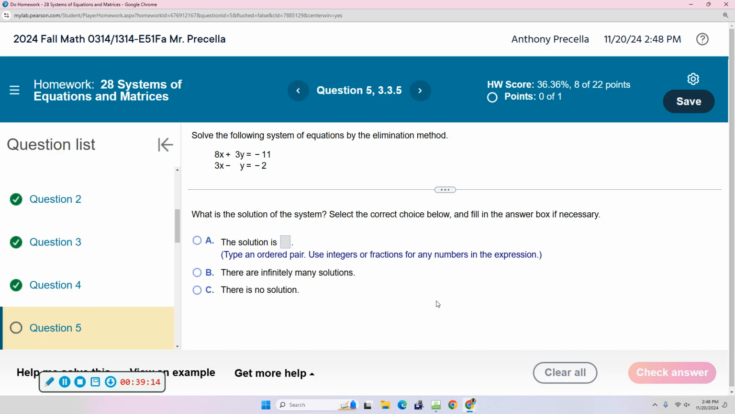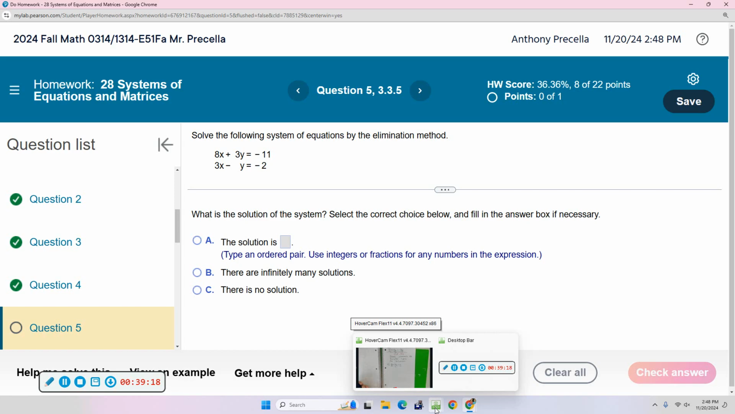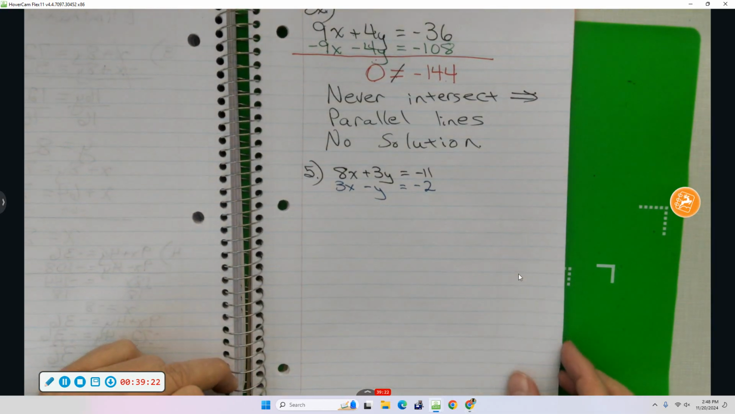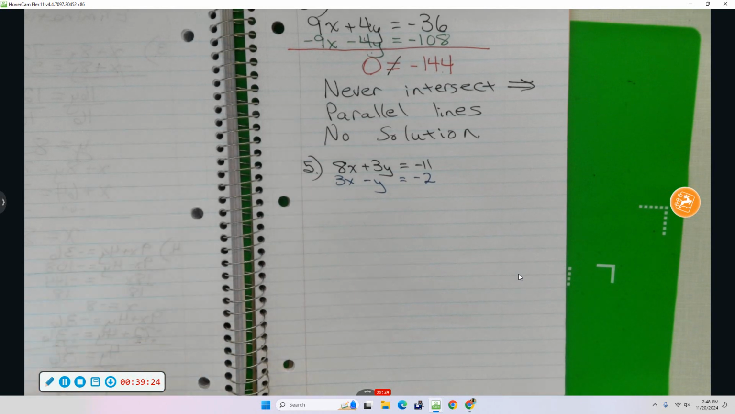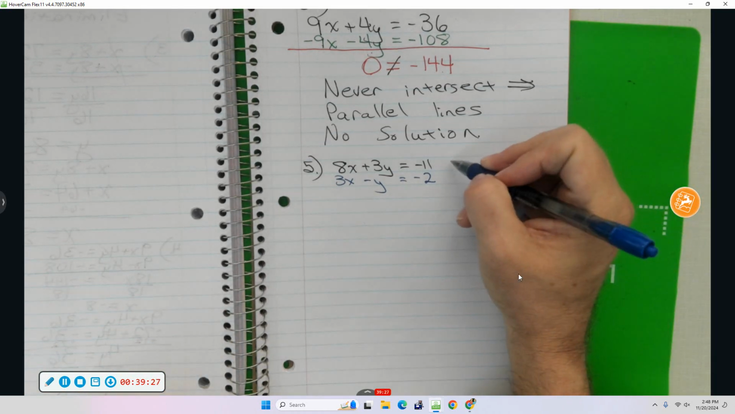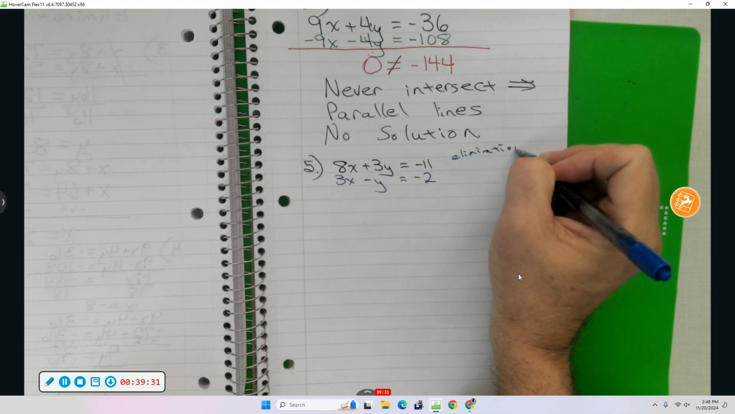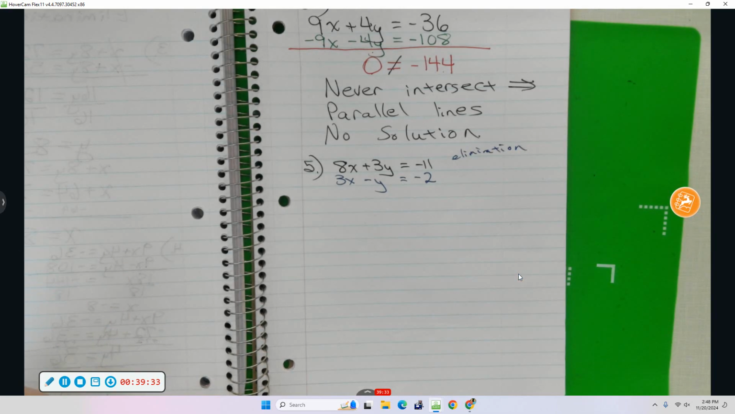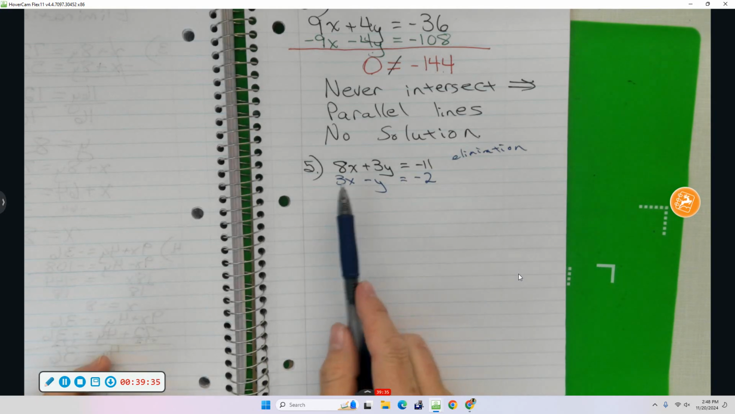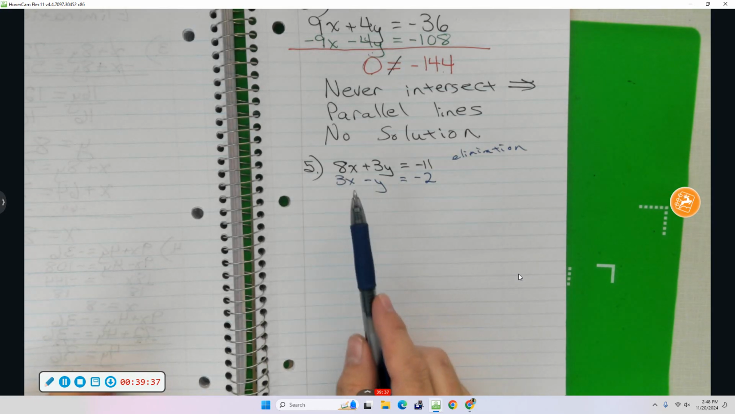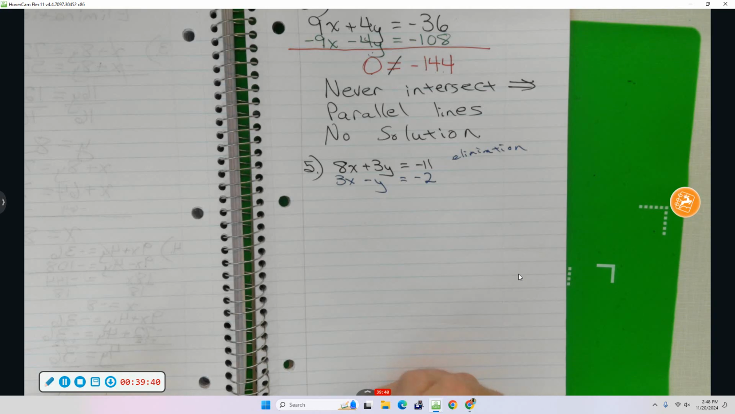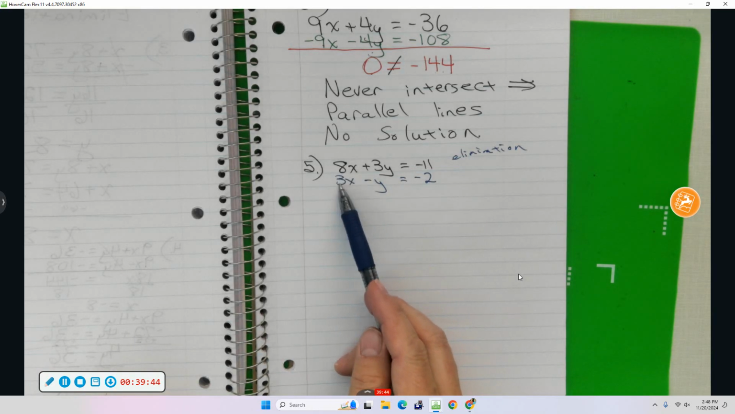Okay, so make sure I didn't miscopy. Negative 11, 3x minus y was negative 2. Okay. Once again, they want us to use elimination. And I see a big problem. The variables are aligned, but we don't have the same coefficient on a pair of variables. There's an 8 and a 3.